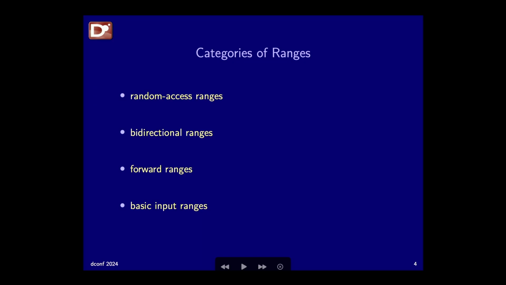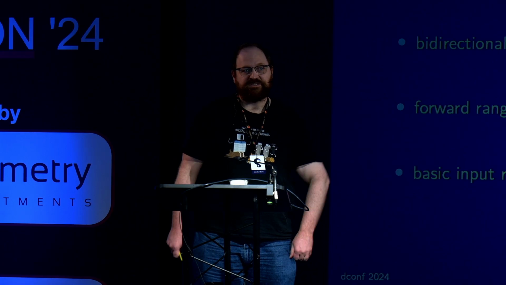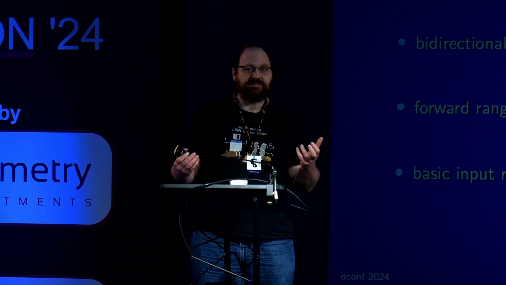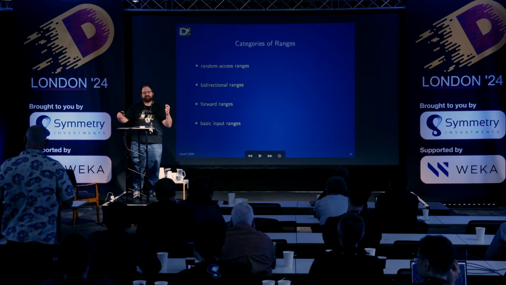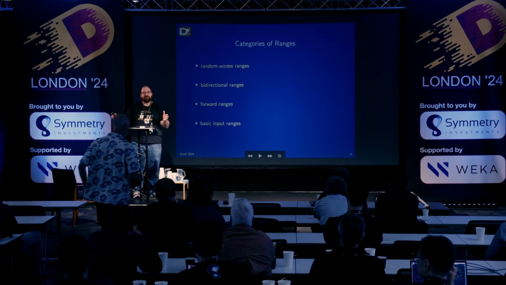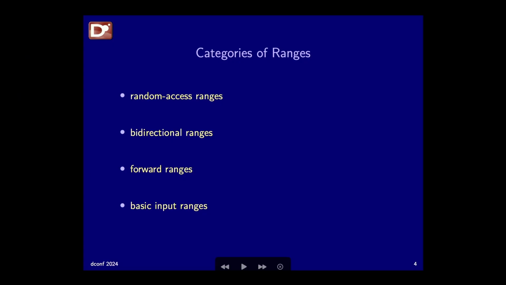Whereas when you go down a layer to bidirectional ranges, they lose the ability to be indexed in the middle. You can't index them in any way, shape, or form. For instance, if you had a linked list and you got a range over the linked list, you might have a bidirectional range to be able to access the front and the back of the range, but you have no ability to access the middle because it can't be done efficiently. Similarly, forward ranges lose the ability to be accessed at the back end. They can only be accessed at the front end.